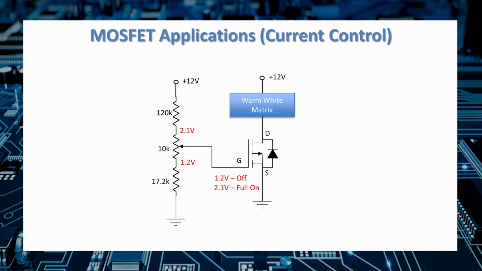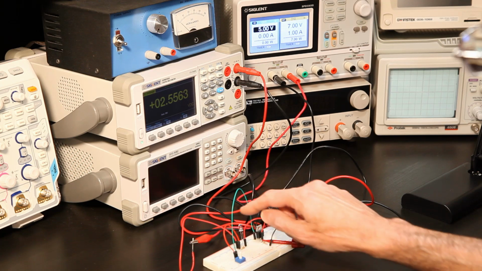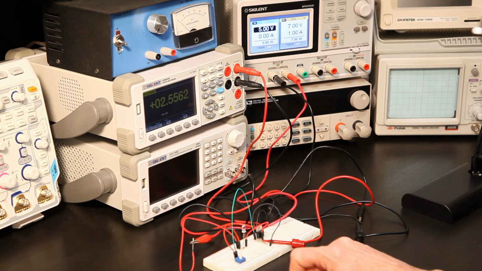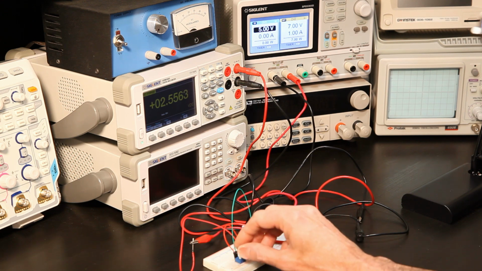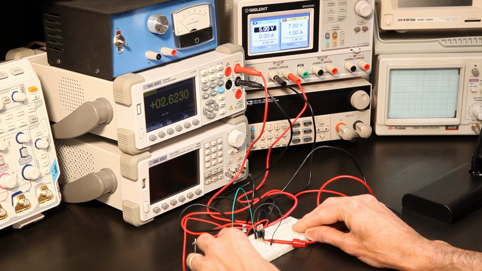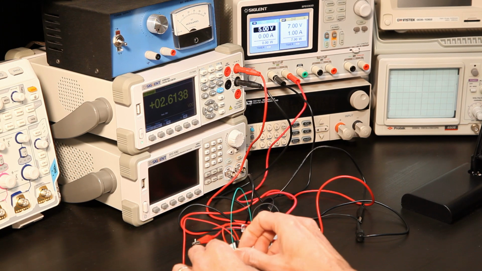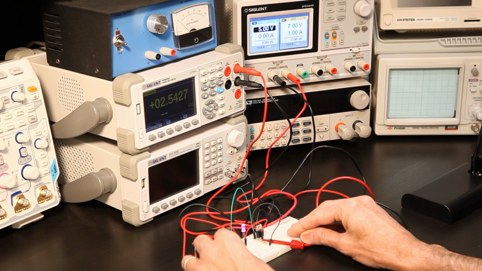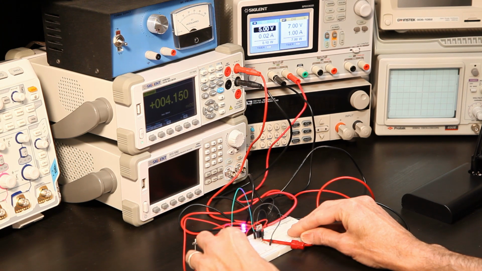You'll get the idea. And so this is the exact same circuit we had before, only now I've got a potentiometer controlling the gate. Let's see what happens to the current as I vary the voltage. So you can see that I can control it within that linear region and vary the current.